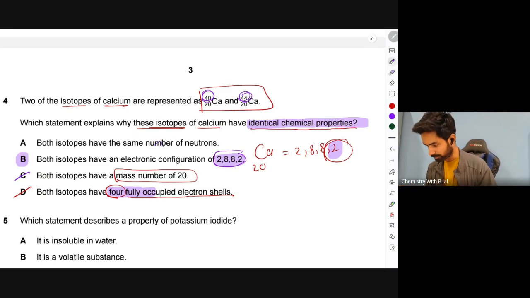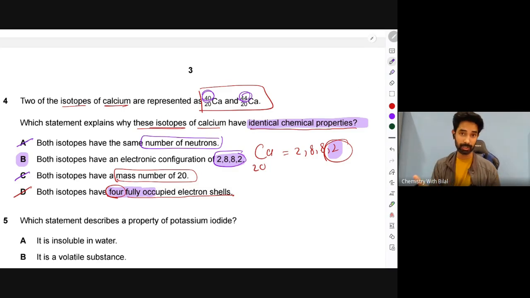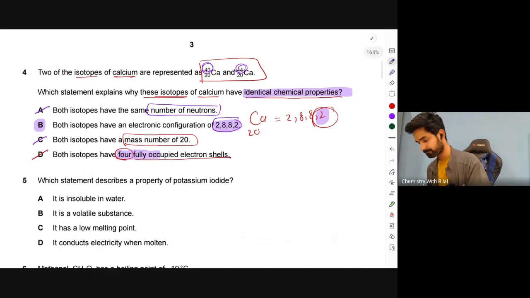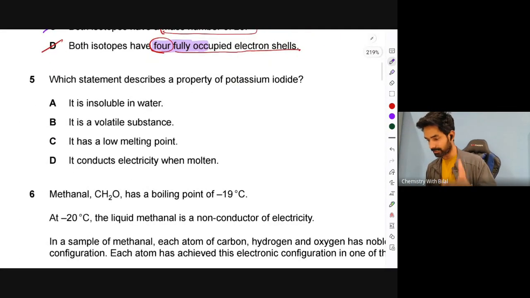Both isotopes have the same number of neutrons. Isotopes, how can isotopes have the same number of neutrons? They are isotopes because they have different numbers of neutrons. Correct.